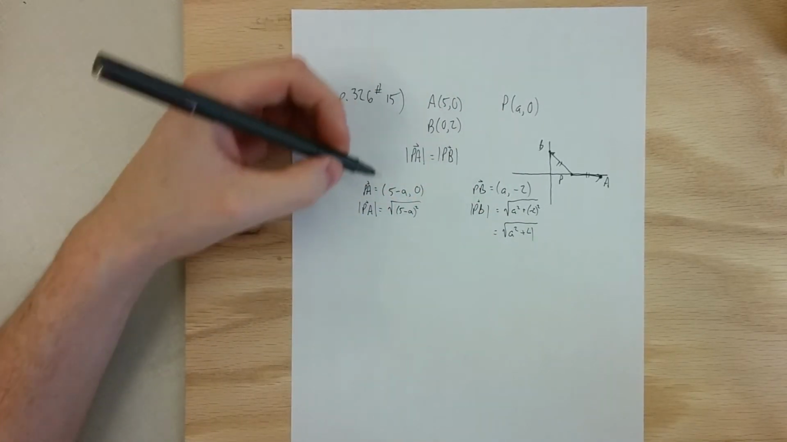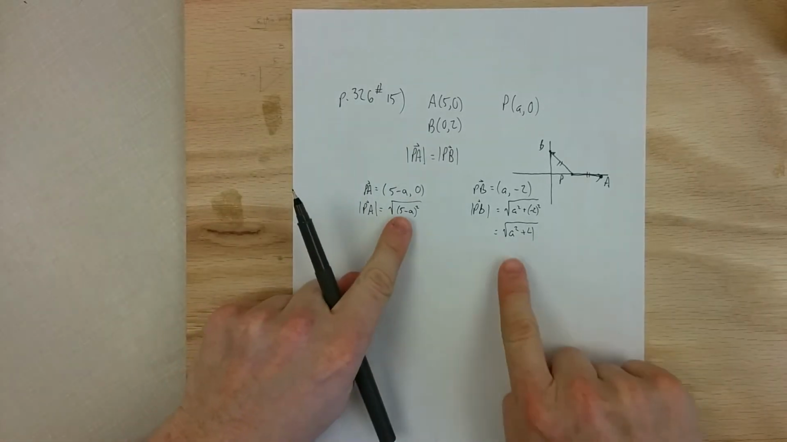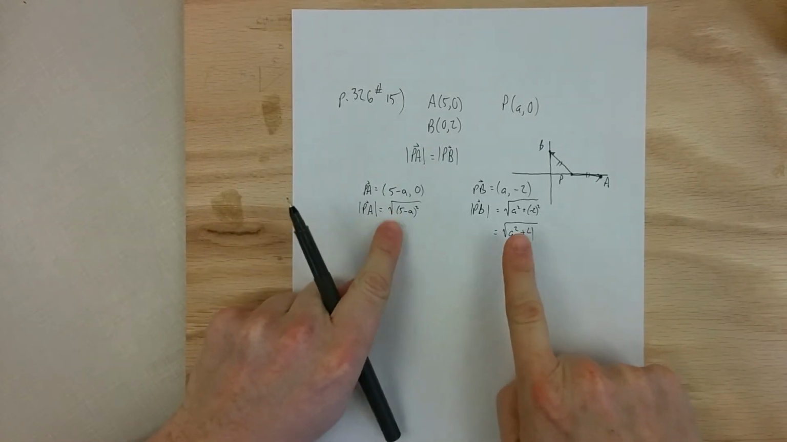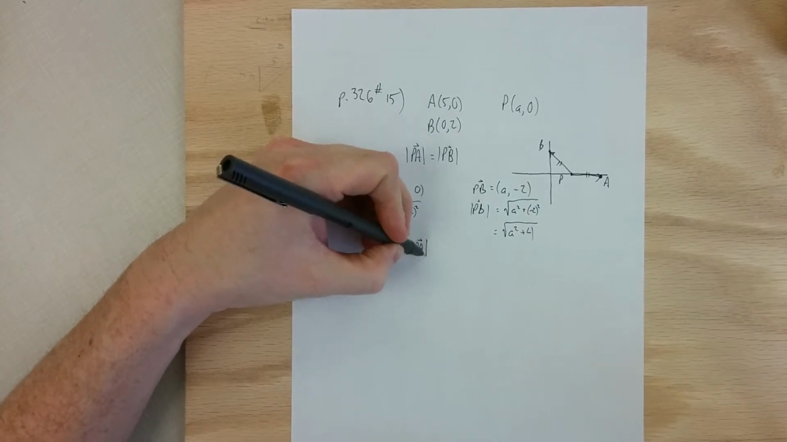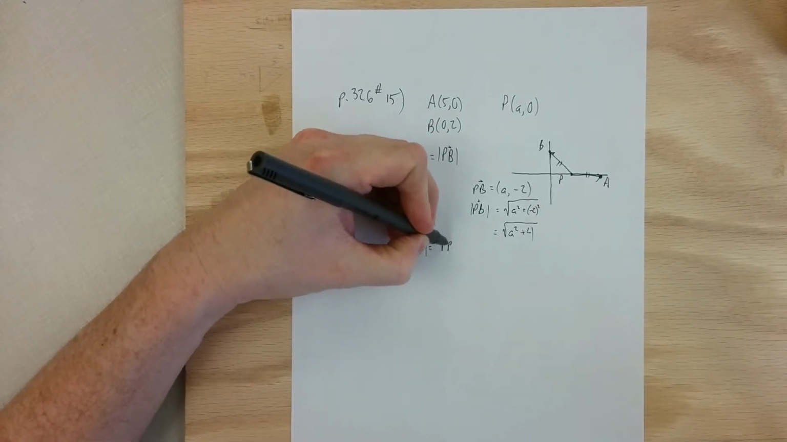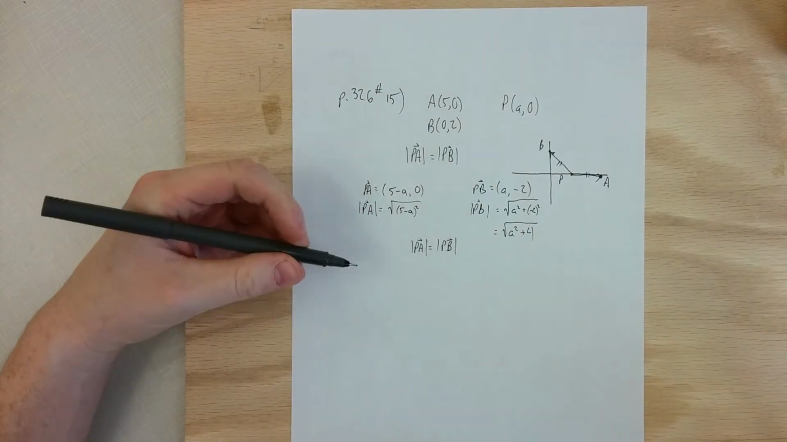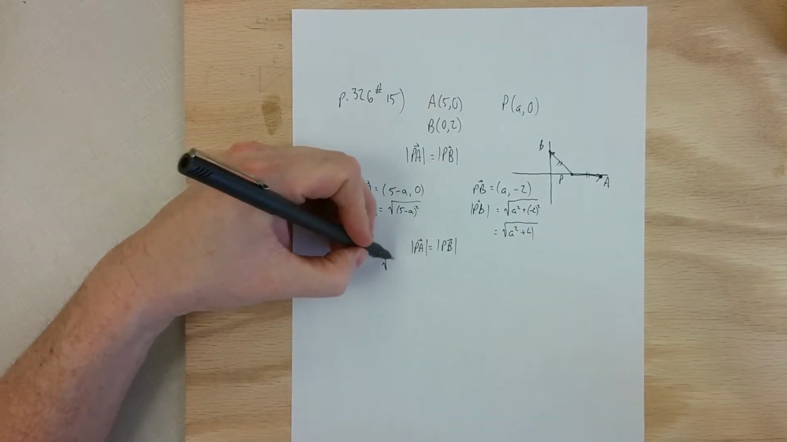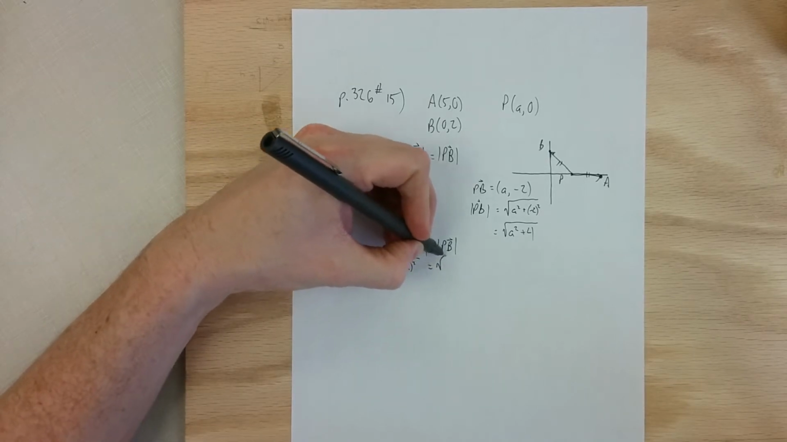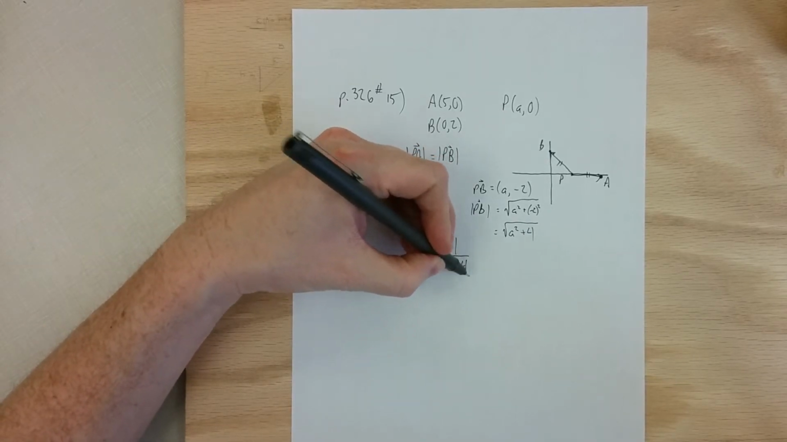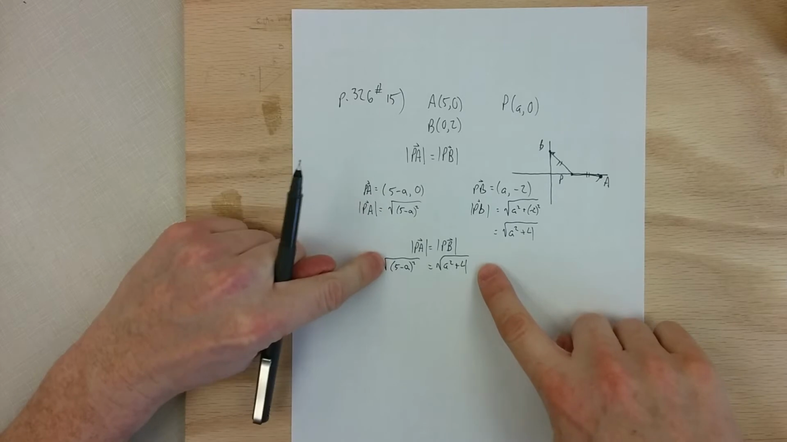So now we'll go into our equation here. We only have one unknown, so if I make these two expressions equal to each other, if this is what we're trying to establish, magnitude PA equals magnitude PB, then we'll get the square root of (5 minus a) squared equals the square root of a squared plus 4. And the reason I left this alone here is I knew this was coming up.